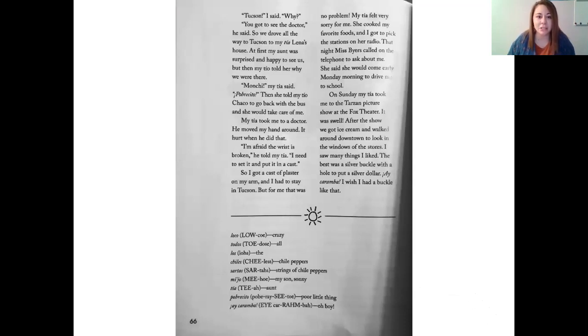My tia took me to the doctor. He moved my hand around. It hurt when he did that. I'm afraid the wrist is broken, he told my tia. I need to set it and put it in a cast. So I got a cast of plaster on my arm and I had to stay in Tucson. But for me, that was no problem. My tia felt very sorry for me. She cooked my favorite foods and I got to pick the stations on her radio.